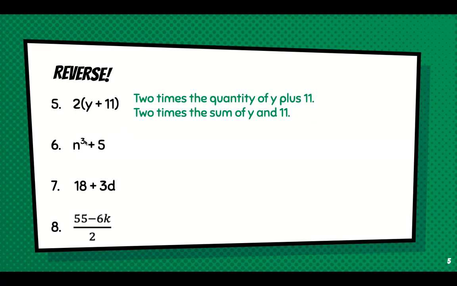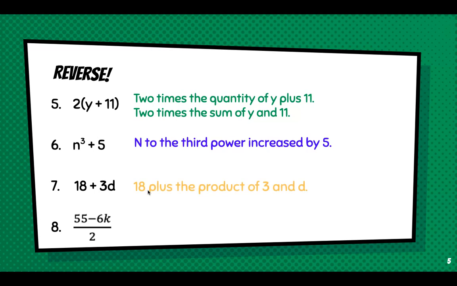Here, we want to indicate that we have this 3 as an exponent. So maybe we say n to the third power increased by 5. You could also say plus 5 or 5 more than n to the third power. All of those are fine. Here we have 18 plus the product, that tells me multiplication, of 3 and d. It helps me group those two things together to be 3d in our expression.